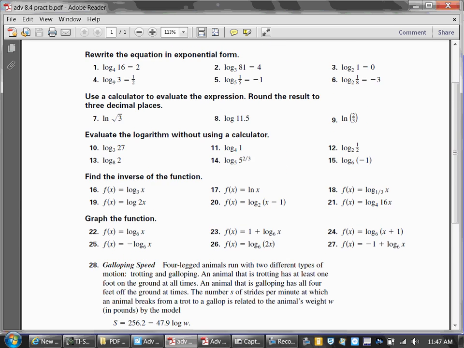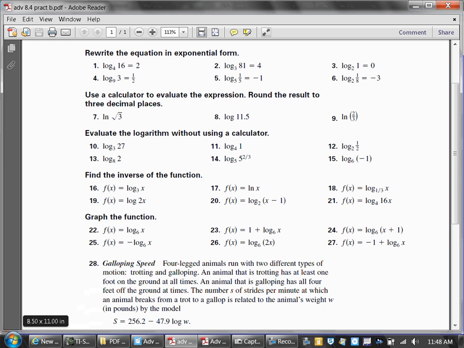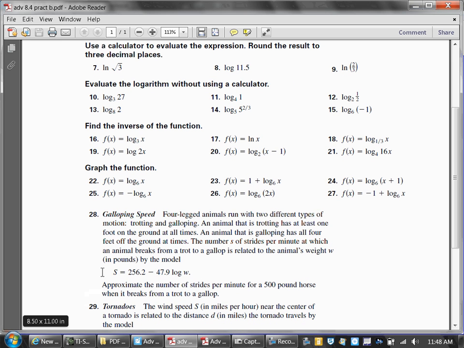What I'm going to give you today is just this simplistic worksheet. On this worksheet, just so you see what's going on, rewriting equations in exponential form is a piece of cake. I'm not going to worry about calculator work. Evaluate without using a calculator.